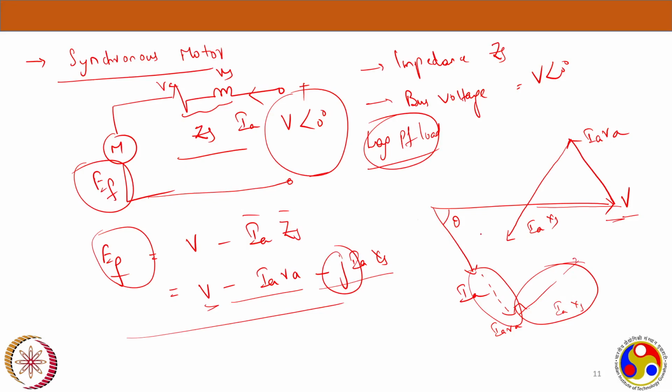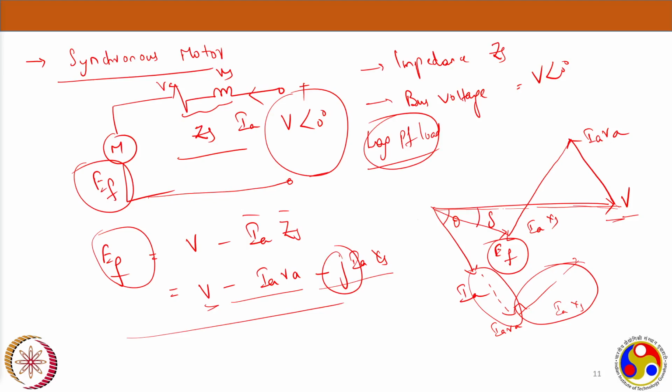So it will be minus Ixs. So you see V minus IaRa minus Ixs will be my EF, that is the excitation voltage, which will have the motor developed excitation. The angle between V and Ia would be your power factor angle, and the angle between V and EF will be delta. You represent delta with the load angle. Usually it's the angle between the voltages.